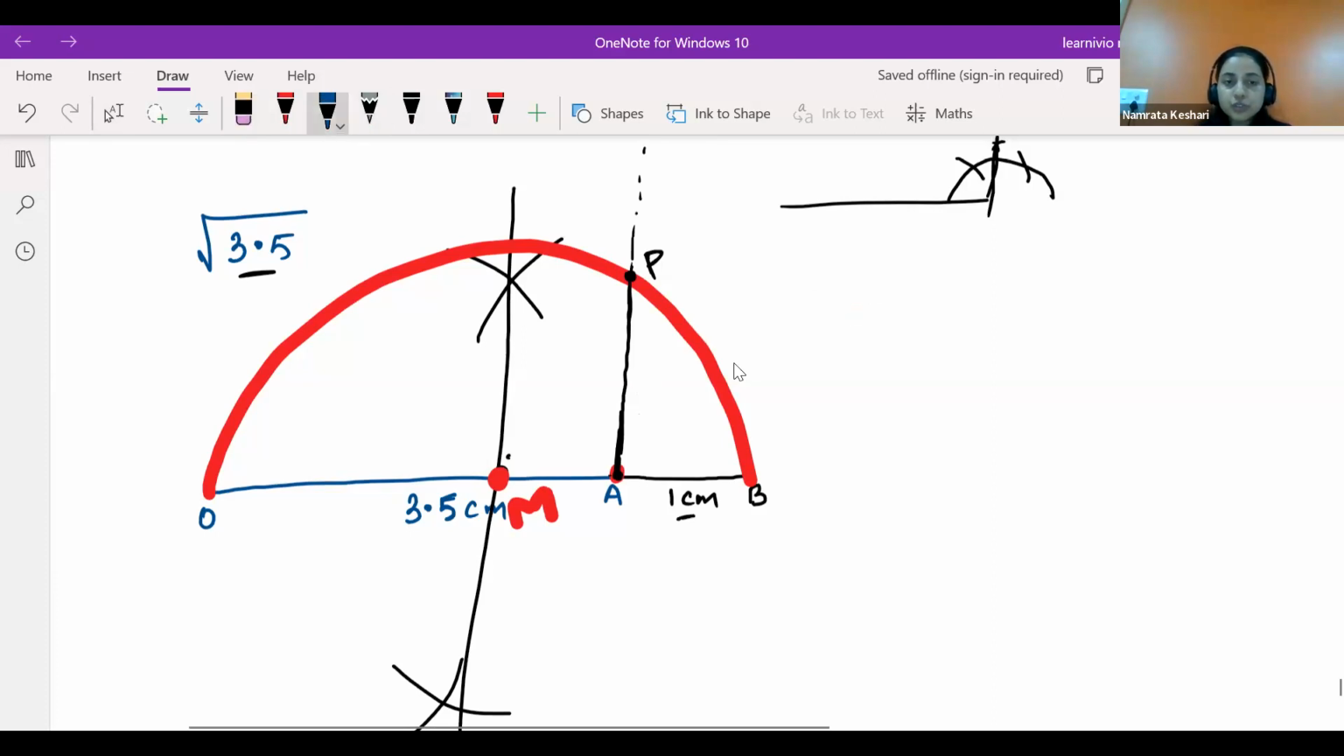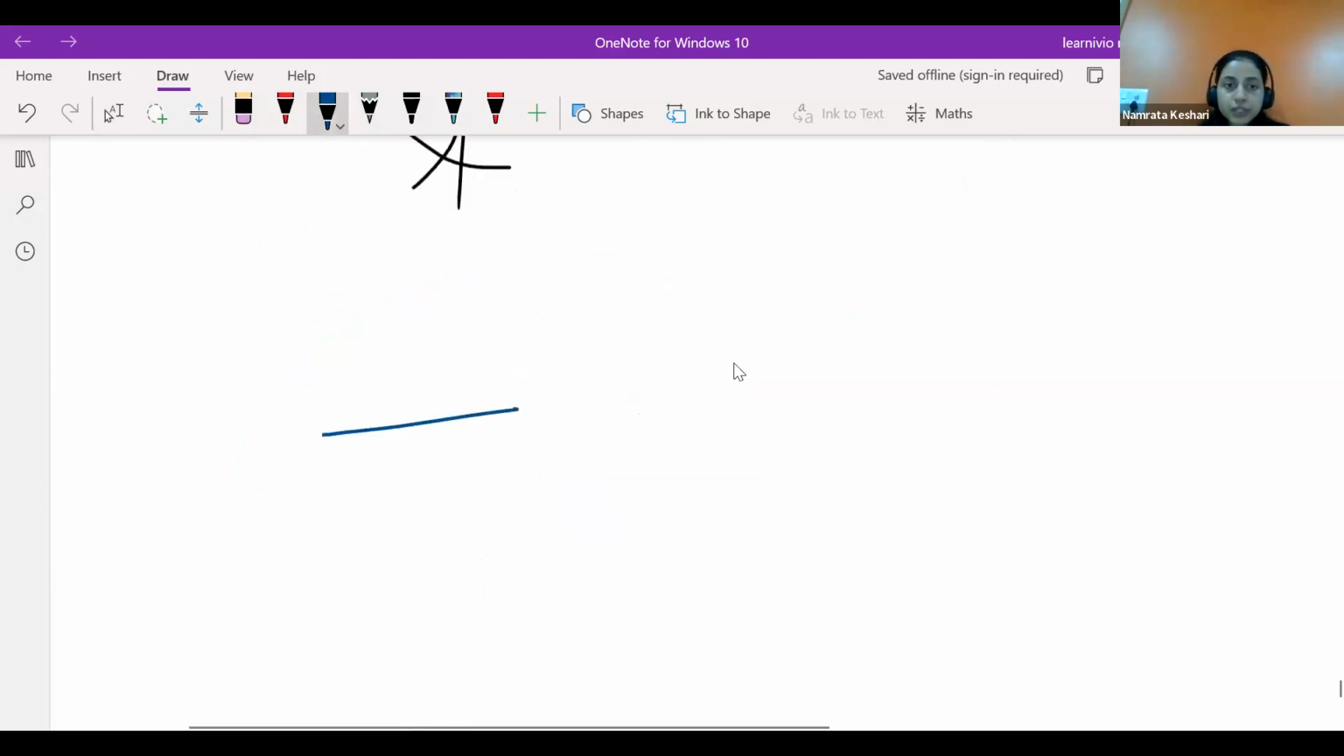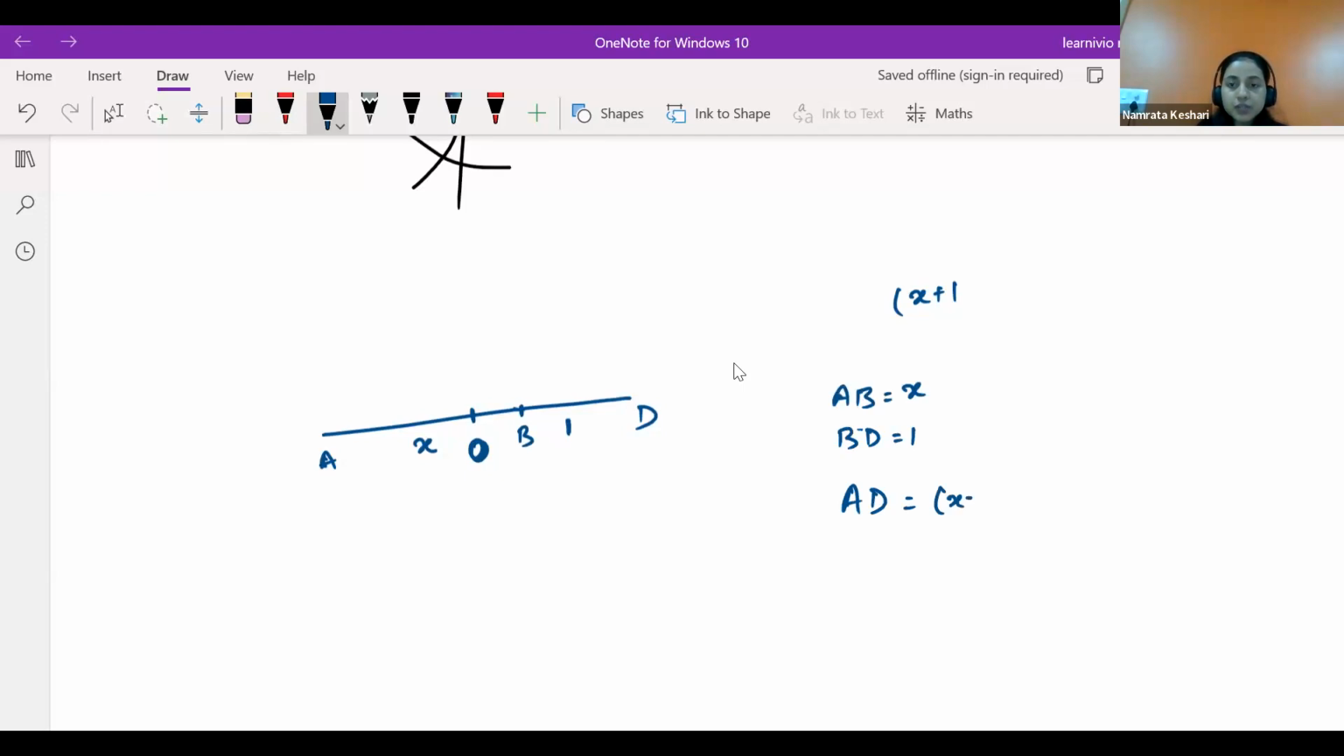First we draw x. Then we add 1 centimeter, so it became x plus 1. Then we divided this line in two equal parts. Let's say this was B. So AB was x, then BD is 1 centimeter. Now the complete line AD is x plus 1. Now we are dividing it in two equal parts. That means AO and BO are both half of it, (x plus 1) by 2.